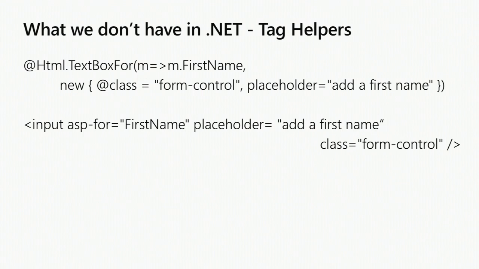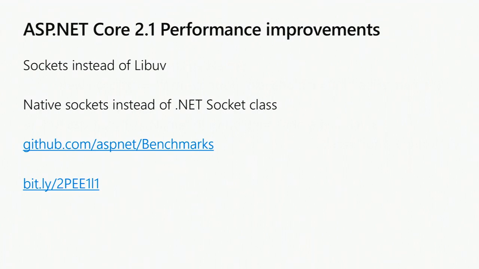Tag helpers. In ASP.NET Core, it's possible to write code instead of usual HTML helpers. It's possible to write in another way, and this way is supported by IntelliSense. So it's more comfortable for writing, and it's closer to the view. So for me, it's more recommended. So you see, probably you know.